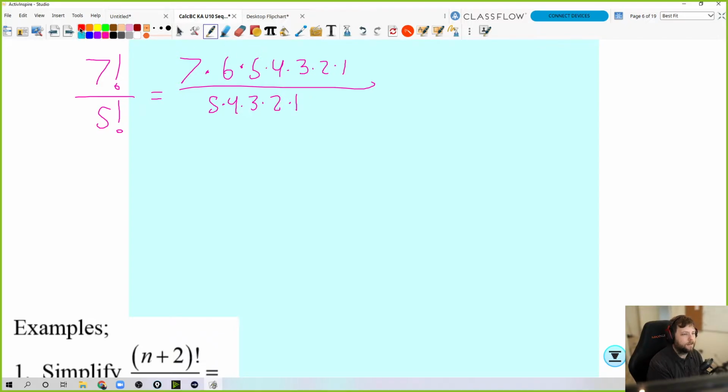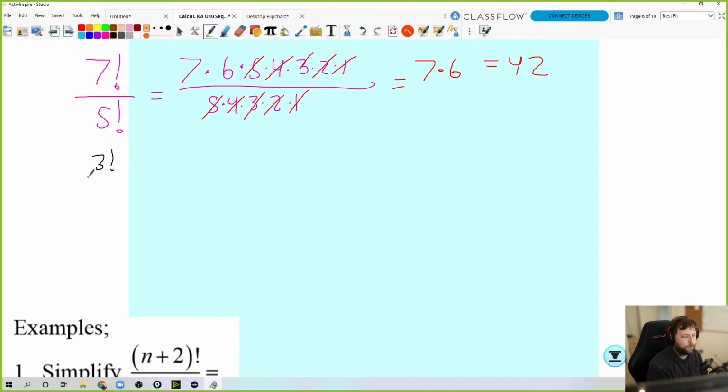And then what cancels out? 3s, 4s, 5s. So what are you left with? 7 times 6, which is 42. So that's how you simplify this kind of stuff. You might have to write it out and things will cancel. It doesn't have to be top and bottom like this.